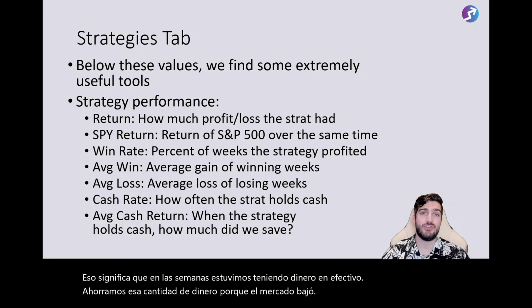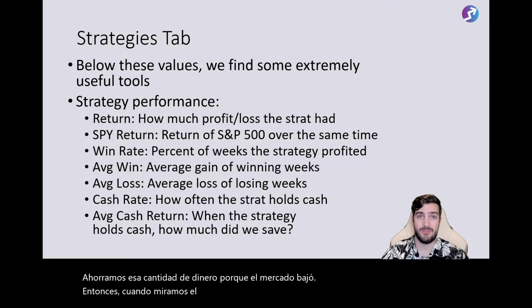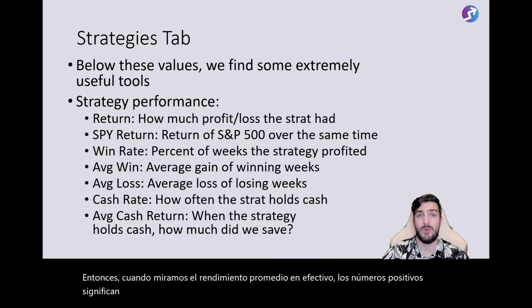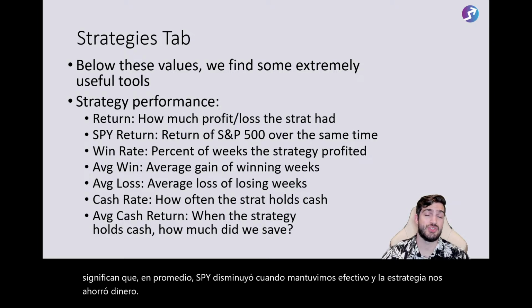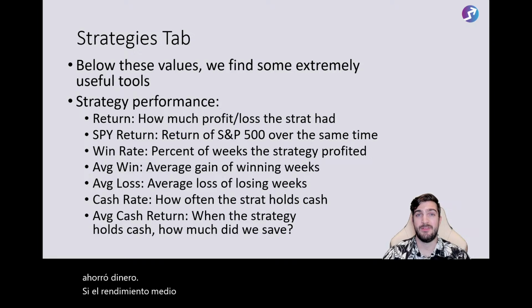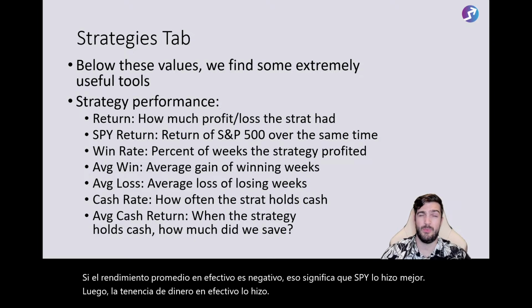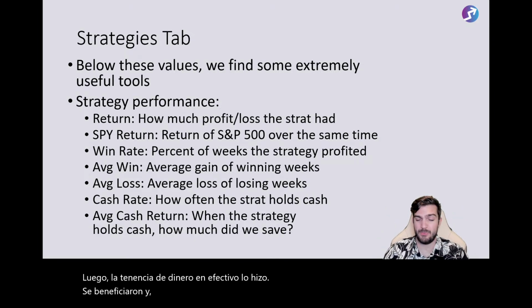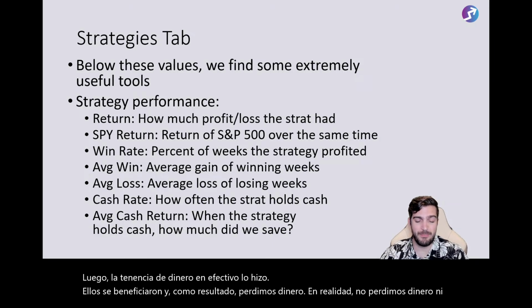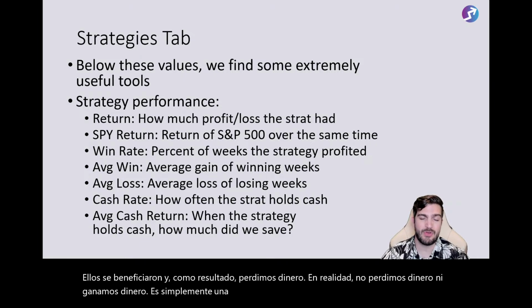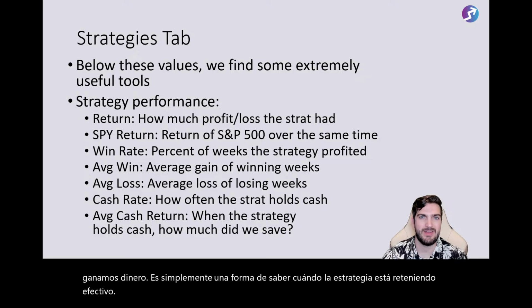So, when we're looking at average cash return, positive numbers means that on average, SPY went down when we held cash, and the strategy saved us money. If the average cash return is negative, that means that SPY did better than holding cash did, so it profited, and as a result, we lost money. In reality, we didn't lose any money or gain any money. It's simply a way for us to know when the strategy is holding cash, is it correct? Is it making the right decisions?